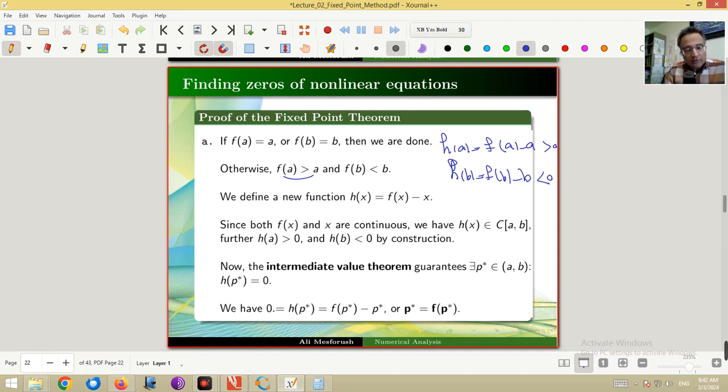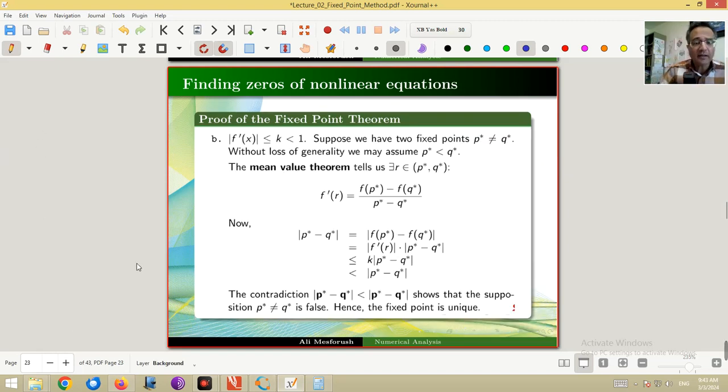Okay, so 0 should be equal to h of p star, and h of p star is f of p star minus p star. And what does it mean? This means f of p star equals p star. And what does it mean? This means p star is a fixed point for function f. And this completes the proof of the first part of the theorem.